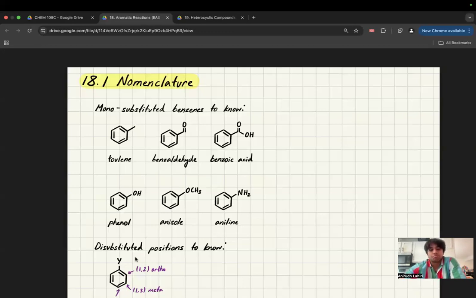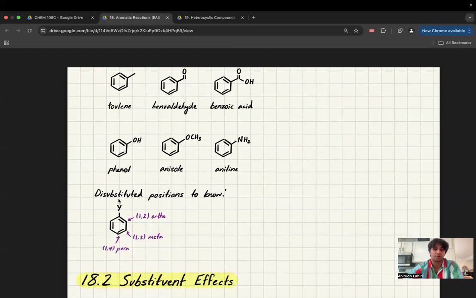Okay. Nomenclature. So the monosubstituted benzenes to know are toluene, benzaldehyde, benzoic acid, phenol, anisole, and aniline. I think that this is a relatively good list. Obviously there are formal ways to name these compounds, but this is methylbenzene, right? This is hydroxybenzene. Ethoxy or methoxybenzene. But these are so commonly used that it's really in your best interest to get a good handle on these six at the very least.